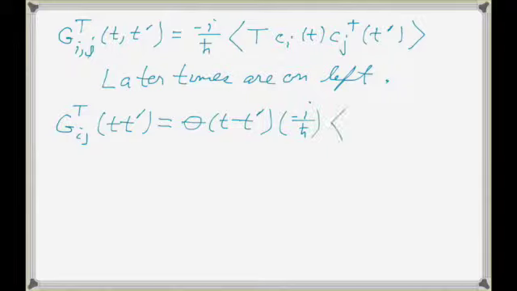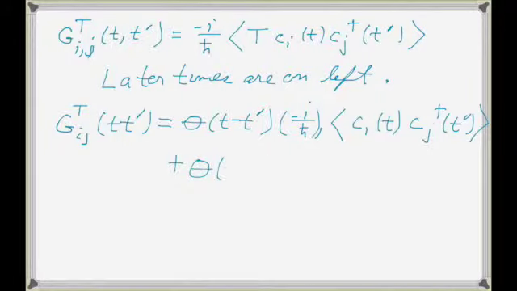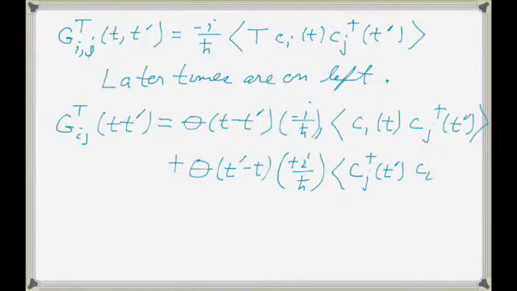So if t is greater than t prime, then I have C_i of t, C_j dagger of t prime. And if t is less than t prime, then I have the opposite. And whenever I flip the operators, I introduce a negative sign. So this becomes a plus i over h bar, and I just switch the order of the operators: C_j dagger of t prime, C_i of t. So that's explicitly what that expression means up top and what the time ordering operator does.